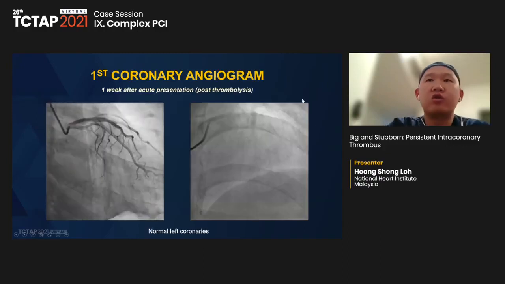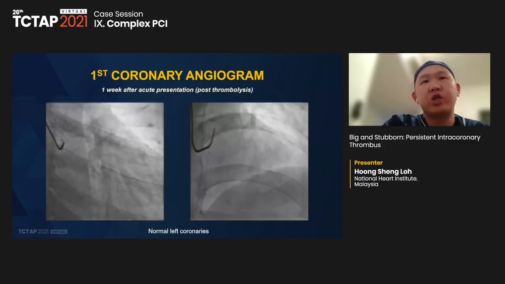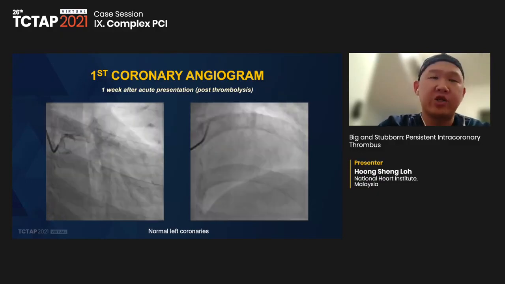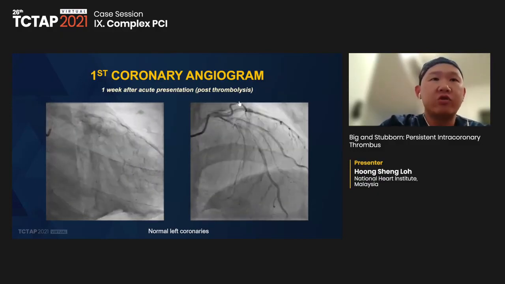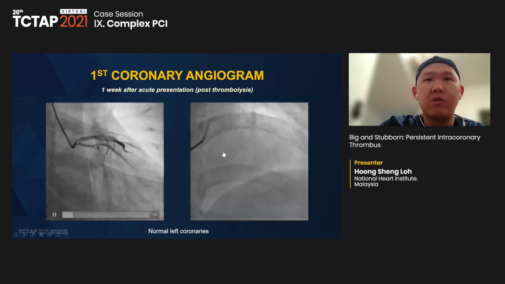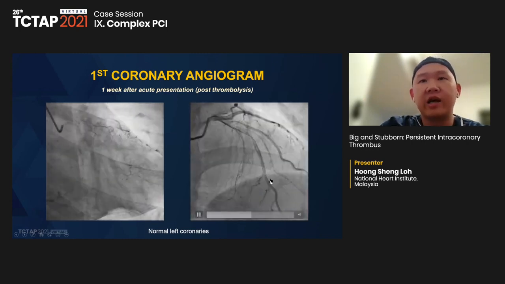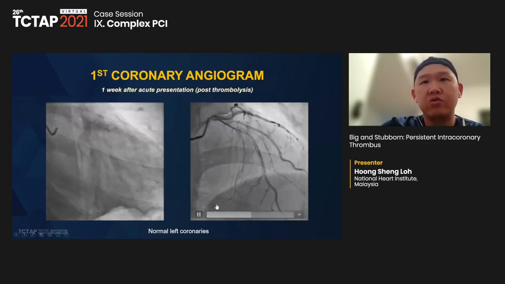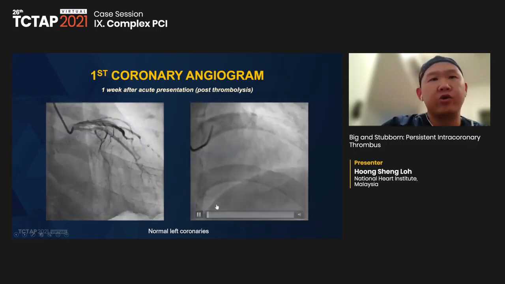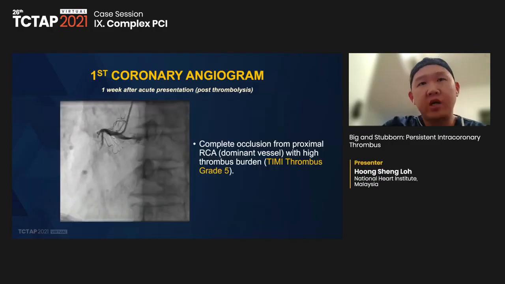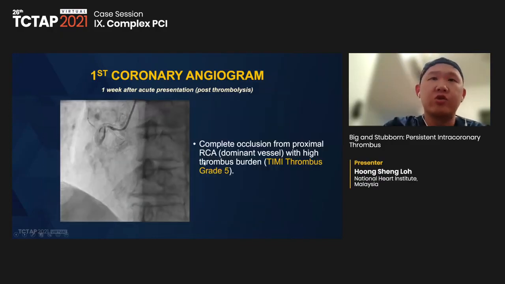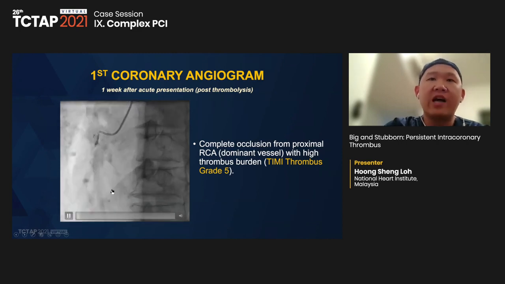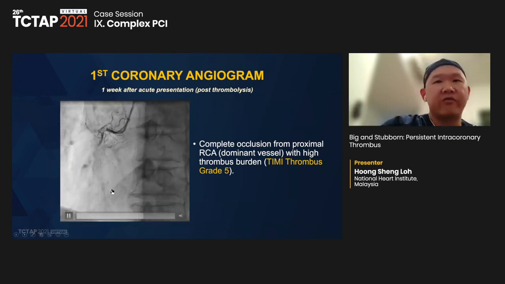This is the first coronary angiogram performed, which is about 1 week after the onset of myocardial infarction. The left coronaries showed that the circumflex is normal, and the LAD is also normal, with some collaterals to the distal right coronary artery. However, the angiogram of the right coronary artery shows a complete occlusion from the proximal RCA with high thrombus burden, with TIMI thrombus grade 5.